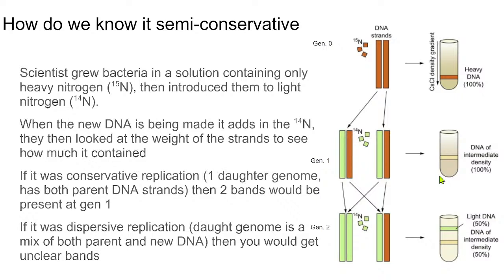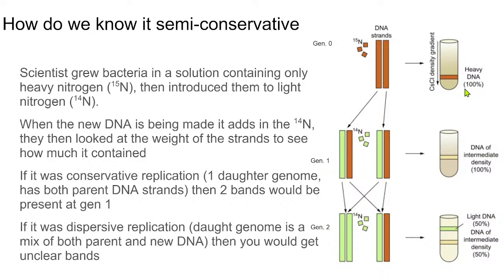Scientists have, I think it's Watson and Crick who did it. They grew bacteria in heavy nitrogen or nitrogen 15. And so when they looked at the DNA, it's all heavy and all sunk to the bottom. Then they took some of this bacteria and then they grew it in light nitrogen or nitrogen 14. So all the new nucleotides being produced are from this light nitrogen. So we can see what happens.